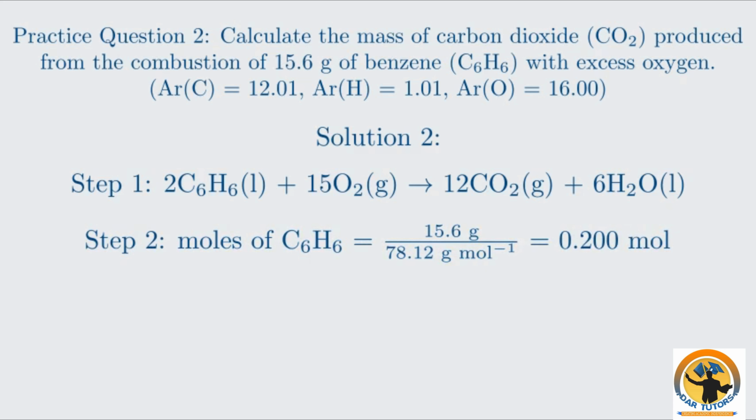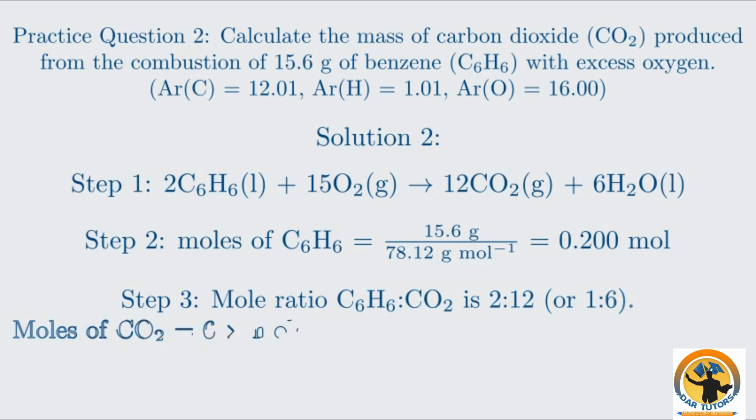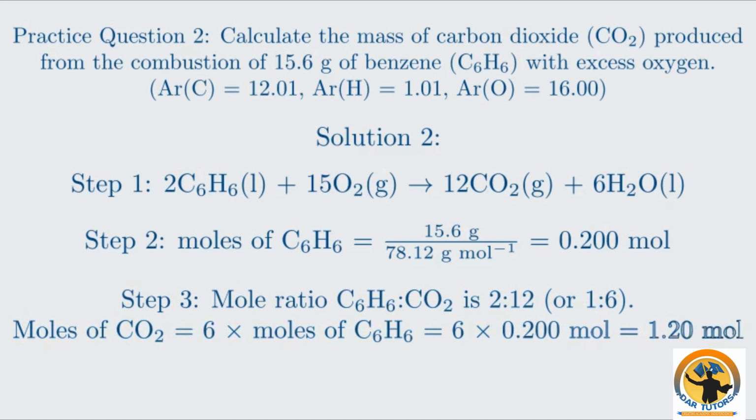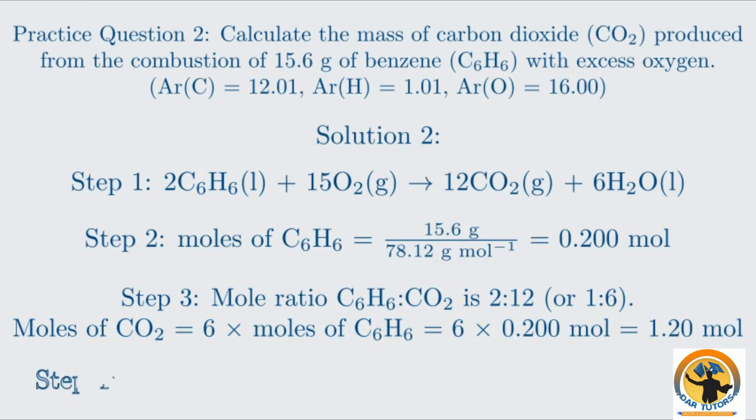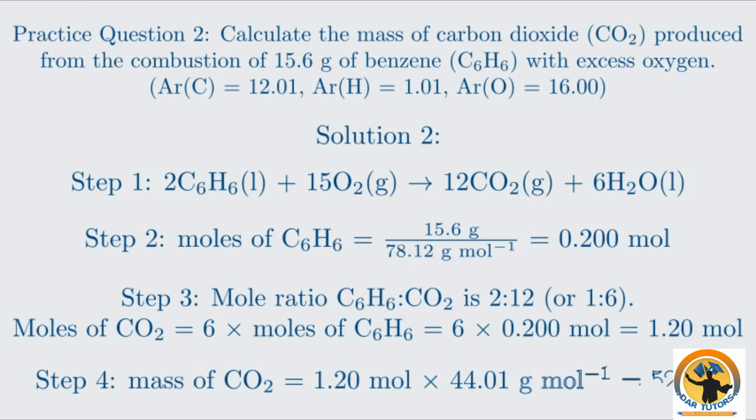Step 3. Use the mole ratio from the balanced equation. 2 moles of benzene produce 12 moles of carbon dioxide. That's a 1 to 6 ratio. So 0.200 moles of benzene will produce 0.200 times 6, or 1.20 moles of carbon dioxide. Finally, step 4, convert moles of CO2 to mass. The molar mass of CO2 is 44.01 g/mol. 1.20 moles times 44.01 grams per mole gives 52.8 grams. So 52.8 grams of carbon dioxide are produced.